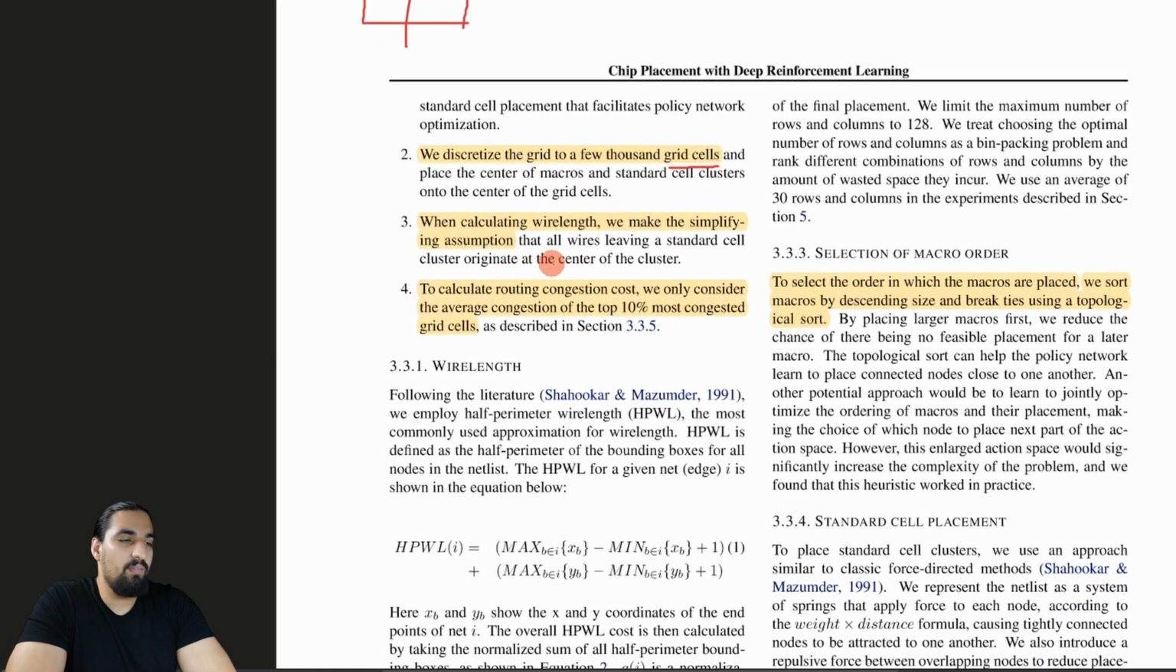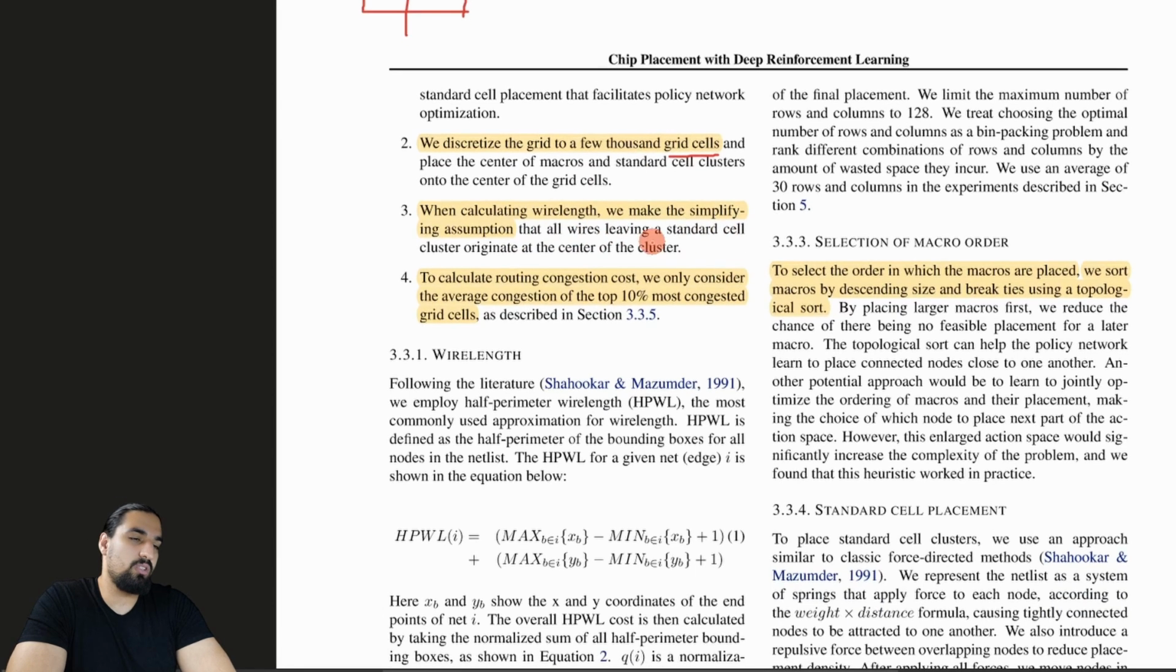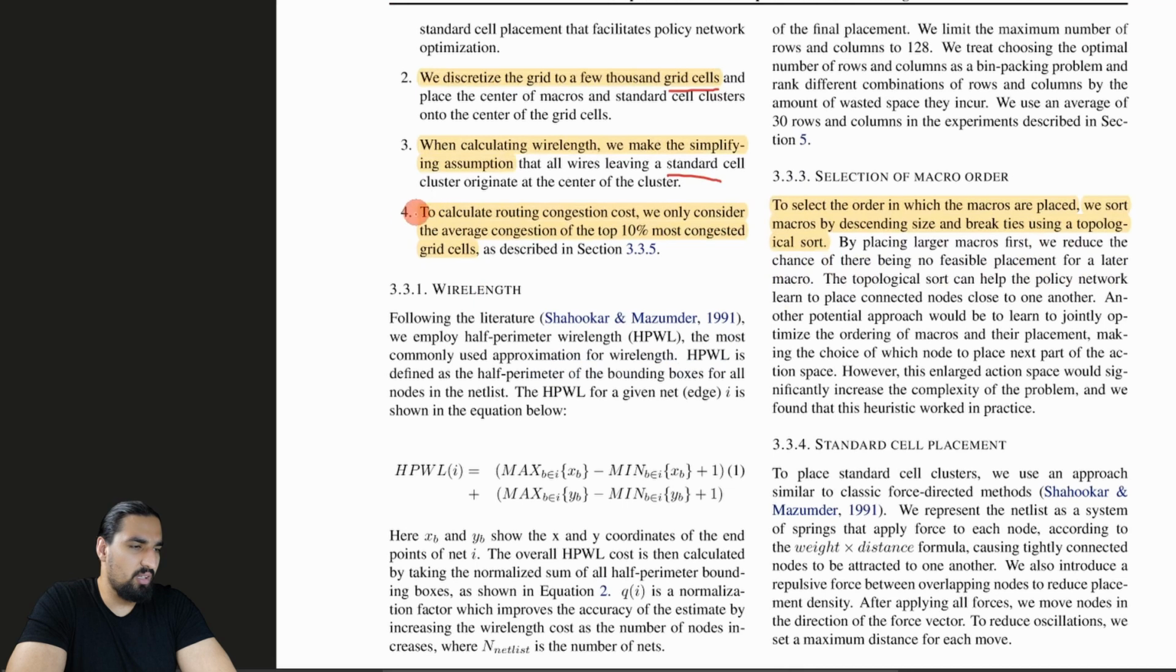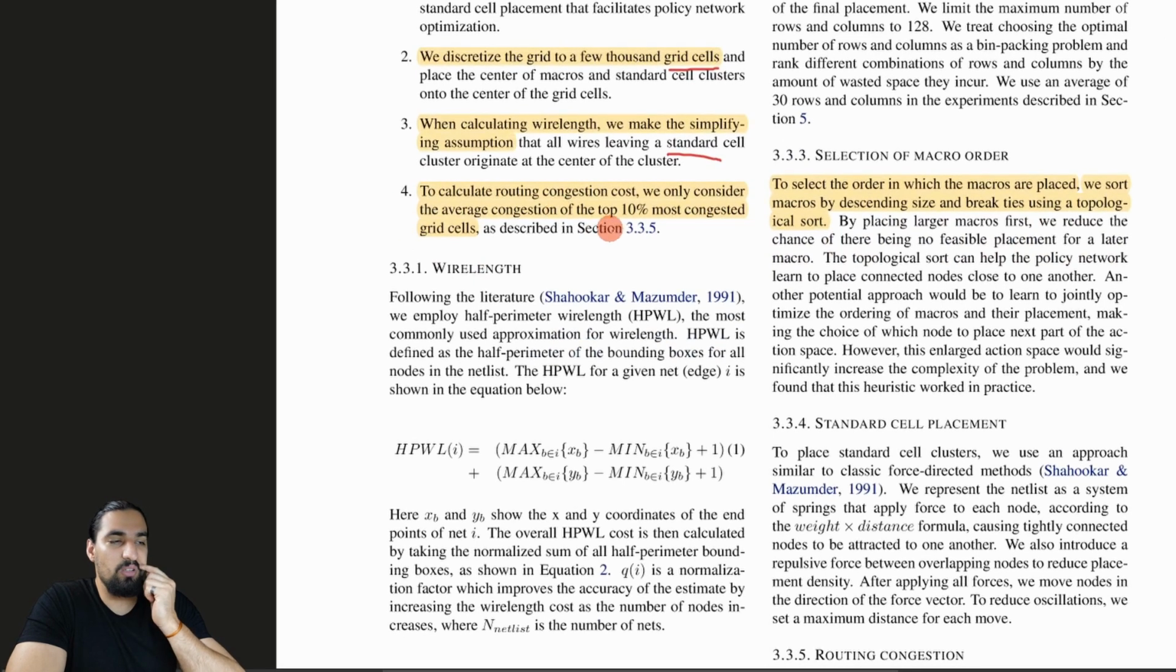The third one is, when calculating wire length, we make the simplifying assumption that the wires start from the standard cell, and so on. That's not that important. And finally, to calculate the routing congestion cost, we only consider the average congestion of the top 10% most congested grid cells. So again, a certain heuristic which makes it more feasible to calculate this congestion, which is used later on in the reward function.